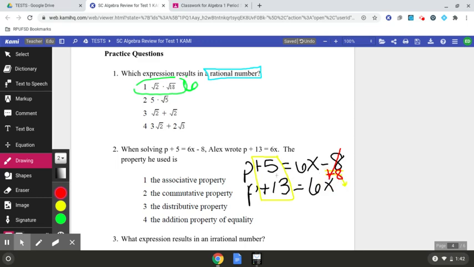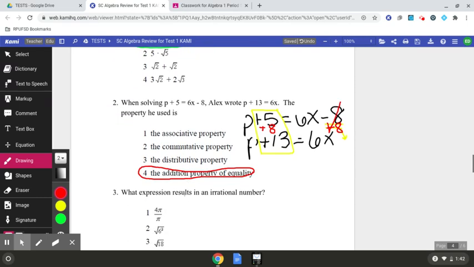Well, the equality property says that what I do over here, I have to do over on the other side. So if I add 8 again, 5 plus 8 gives me that 13. And what did I do? I added. So it's the addition property of equality.